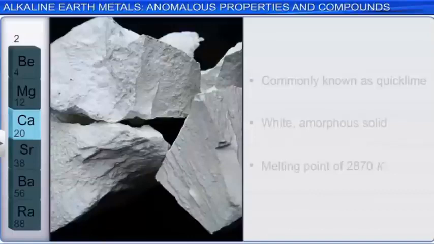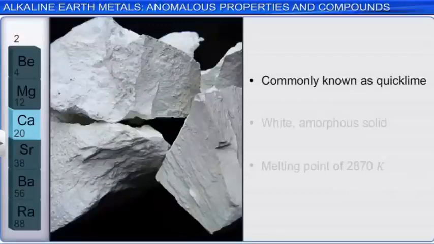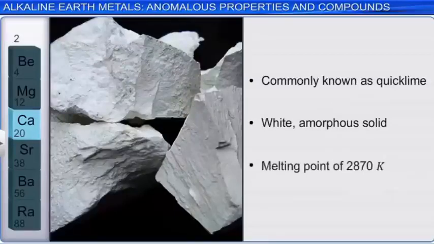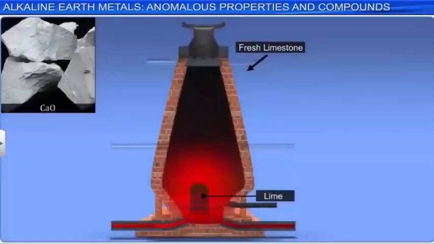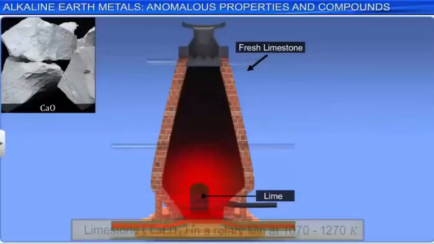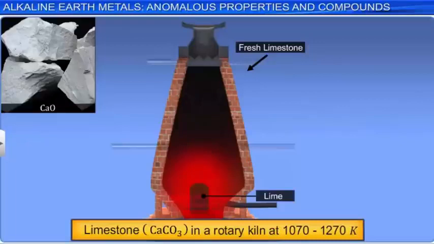To prepare calcium oxide on an industrial scale, limestone or CaCO3 is heated in a rotary kiln at 1070 to 1270 Kelvin. At these conditions, calcium carbonate decomposes to form calcium oxide and carbon dioxide. The carbon dioxide is removed continuously to drive the equilibrium to the products.